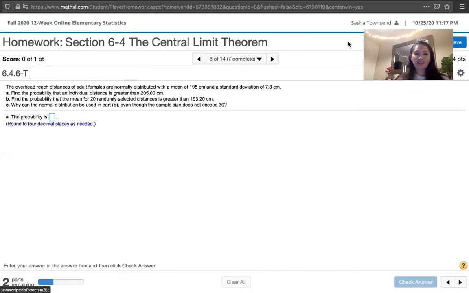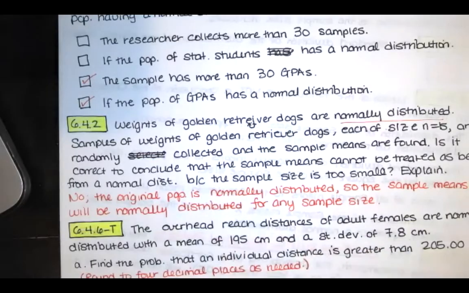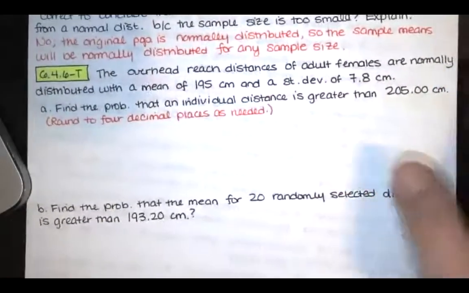And then in part A, they're asking us for the probability, and they're asking us to round to 4 decimal places as needed. In order to solve this problem, I'm going to share my paper with you. So we're right here.